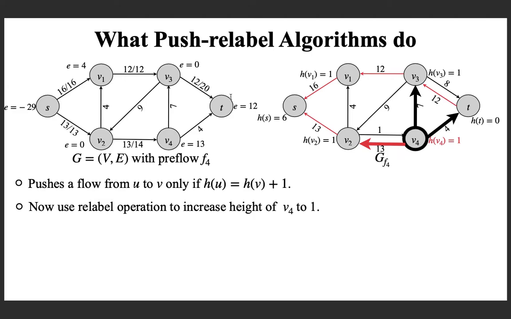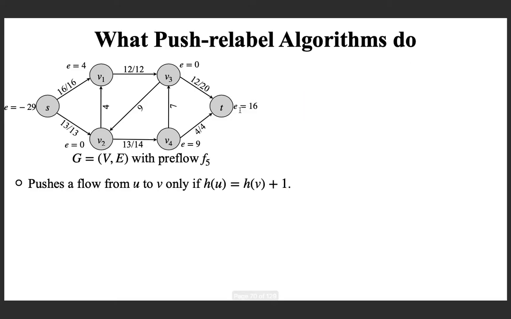4 you can send along this, you will get F5 as the flow, and note that the excess flows are getting adjusted. Previously here you had 13, now 4 is discharged through this, so it is becoming 9, and here it is increased to 16 from 12.